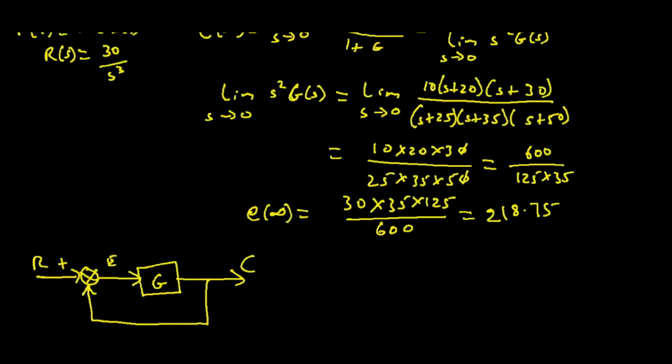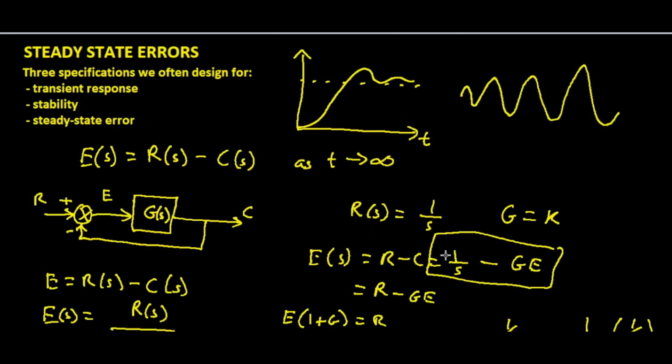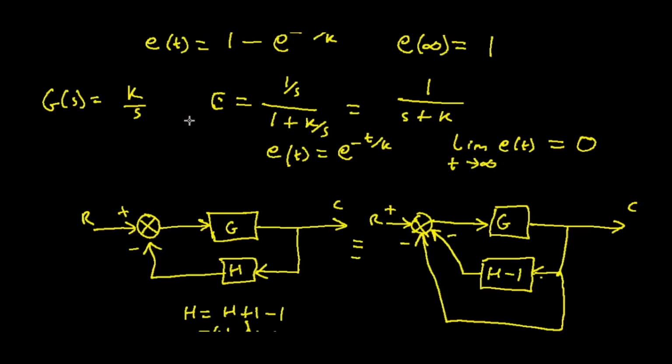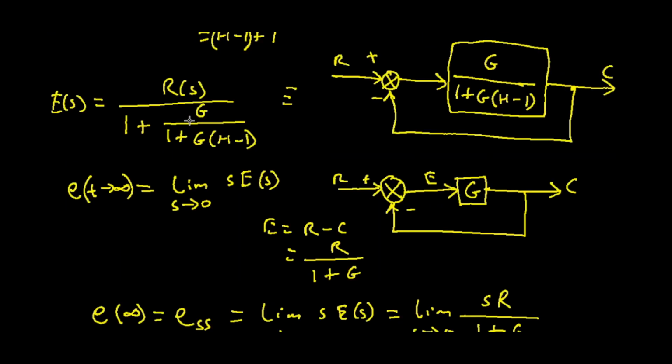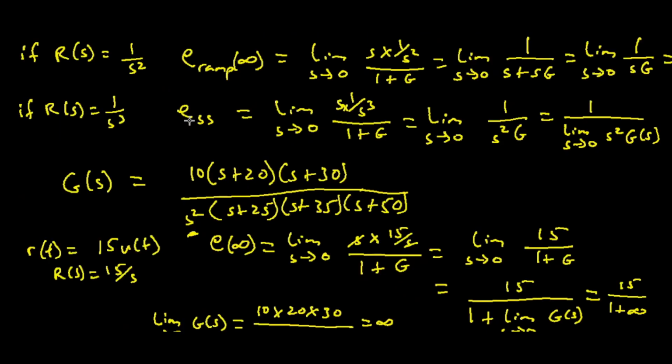Hi, this is the second part in a series where I'm talking about steady state errors. We went ahead to talk about steady state errors in general, and we mentioned in the last video that the transient response is important, stability is important, but steady state error is also important. Before we talk about steady state error, the system has to be stable. So after talking about stability, then we can talk about steady state error. A system must be stable, and after we know it is stable, then we can compute the steady state error.